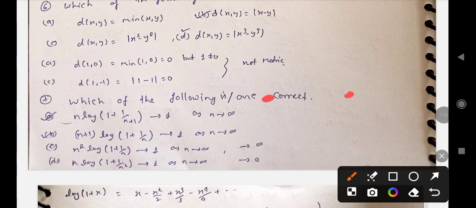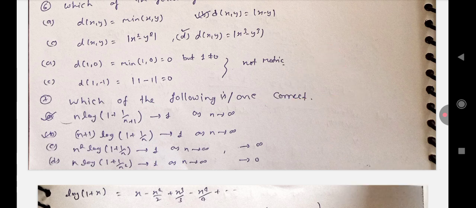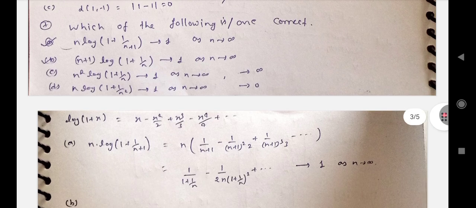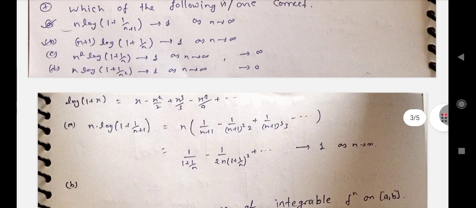This distance is less than or equal to this plus this distance. Now which of the following are correct? n log(1 + 1/(n+1)) converges to 1. Like option a, we know the formula, the expansion of log(1 + x).